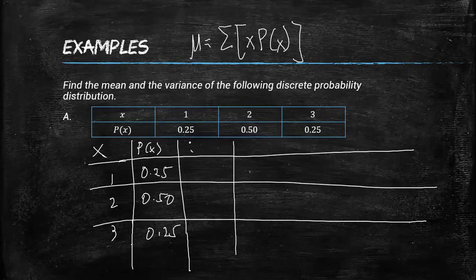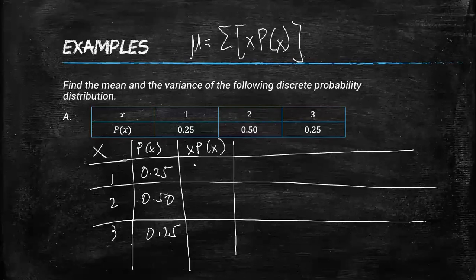Sige, gawin natin. So, lagay natin ang x times p of x. Ano ang x times p of x natin? So, ipag-multiply natin lahat ng value ng x doon sa corresponding table. So, ang gagawin class, kung ano yung magkakarow, yun muna yung pagsasamahin. Okay? So, 1 times 0.25, 2 times 0.50, and 3 times 0.25. Yun yung gagawin natin. Okay?